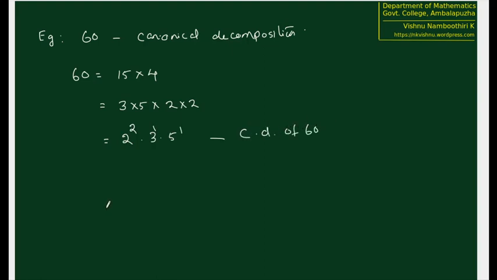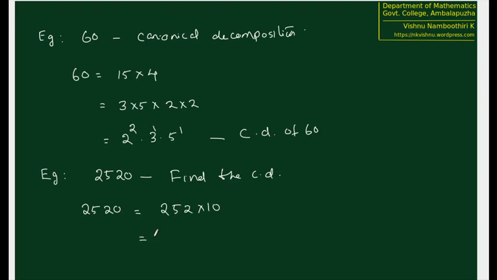That is 2 square into 3 to the power 1 into 5 to the power 1. Okay, one more example: 2520. Find the canonical decomposition of this number. If we carefully look at 2520, we can see that this is a multiple of 10. So probably we can write it as 252 into 10. Now 252, we can see that 2 plus 5 is 7, plus 2 is 9. Therefore this is a multiple of 3.